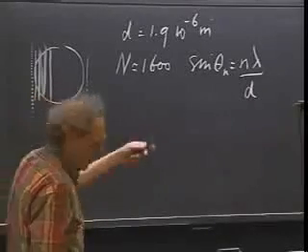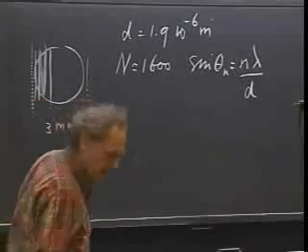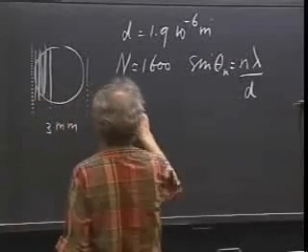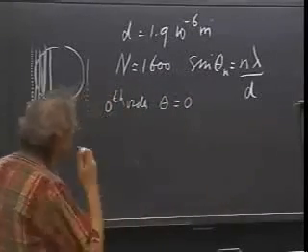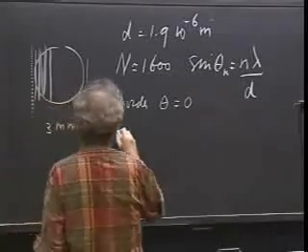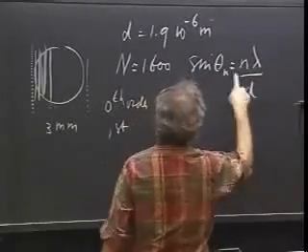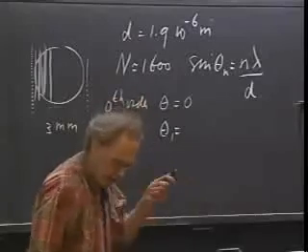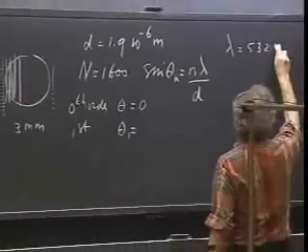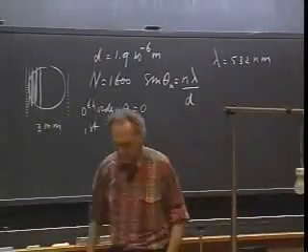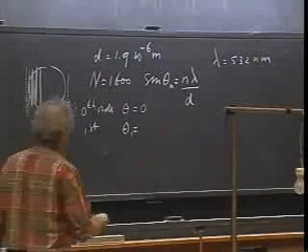And so when n is 0, the zero order, you get, of course, a maximum. So the zero order is at theta equals 0. Now your first order is when the sine of theta 1 is lambda divided by d, and I can take my lambda, which in the case of my laser, I'll have to tell you, is 532 nanometers. It's green. And so I can calculate what theta 1 is, and I find 16.3 degrees.